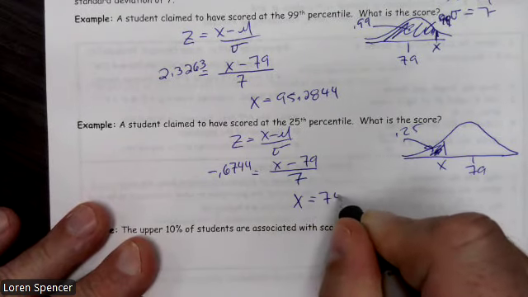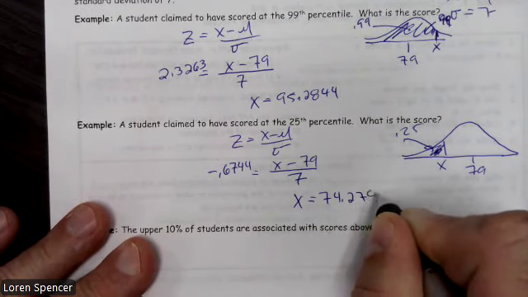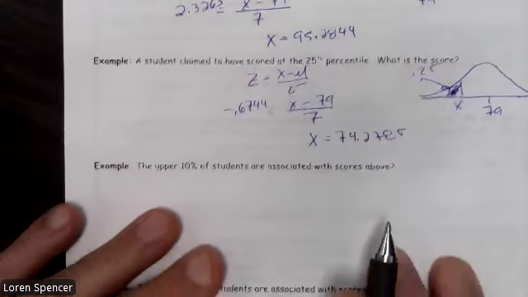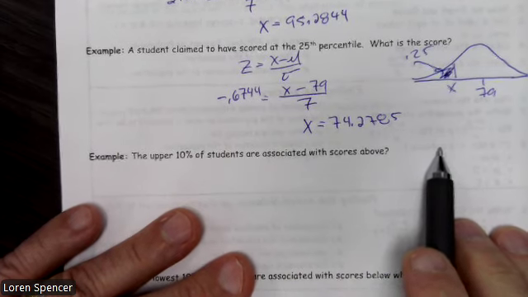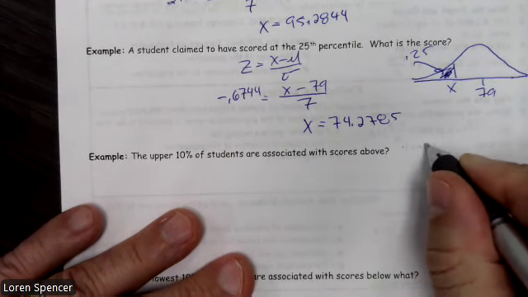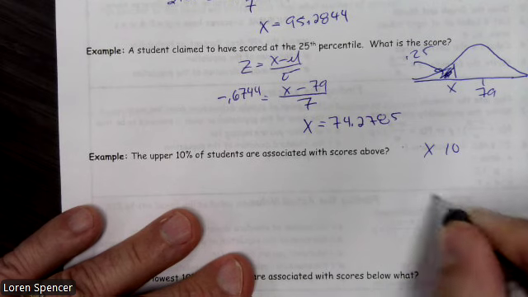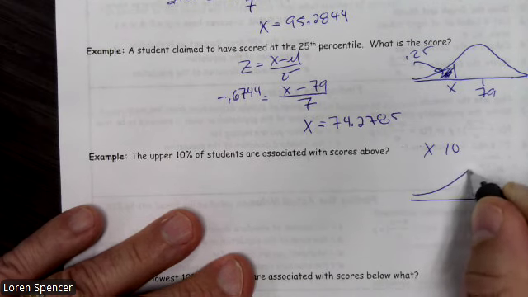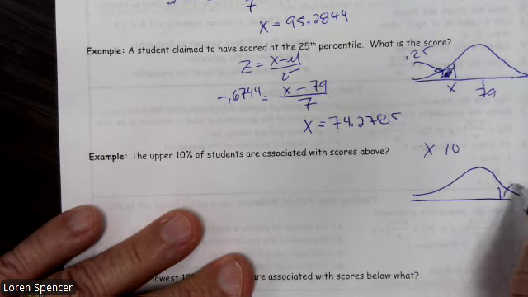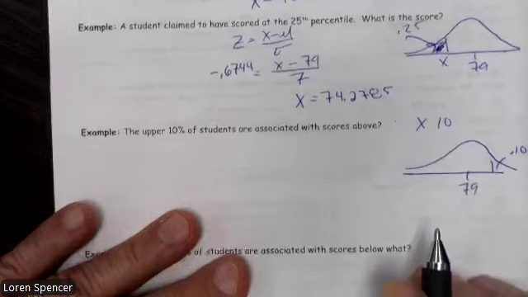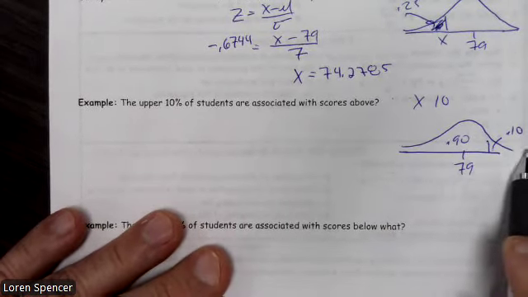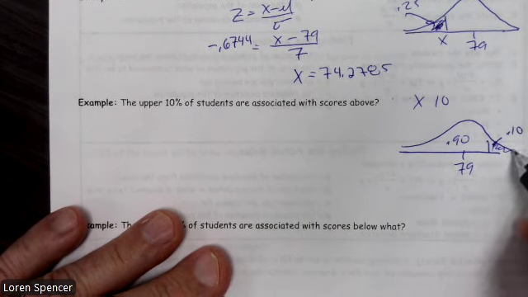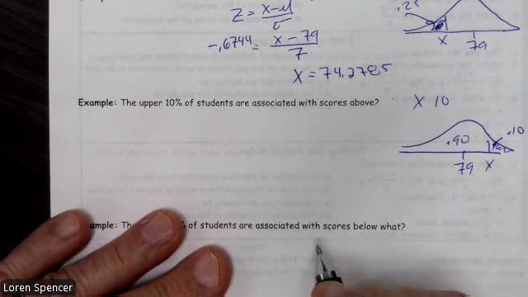X equals 74.2785. The upper 10% of students are associated with scores above what? So they said above, so 10%. Oh, that's above, so I'm coming from the right. So this is 0.10. Once again, we're set at 79. This right here is 90%. So you could come from the left at 90% or from on top at 10%, but we're looking for this and we're looking for that score right there.